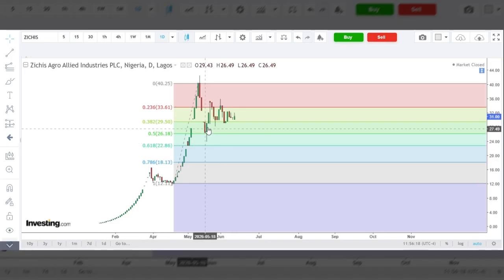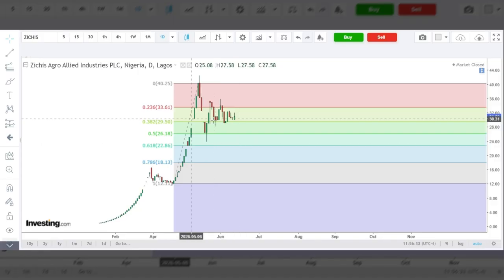but if it rejects here and starts consolidating, then that is fine. But ideally, it's not meant to cross here and go down too much. If it goes down too much, it's a very strong correction.